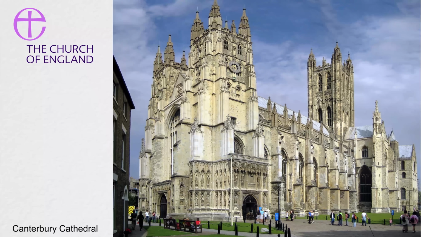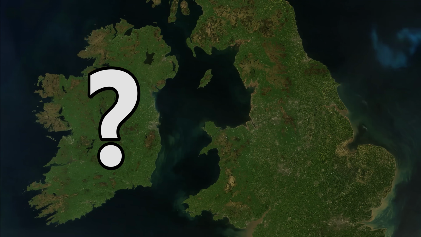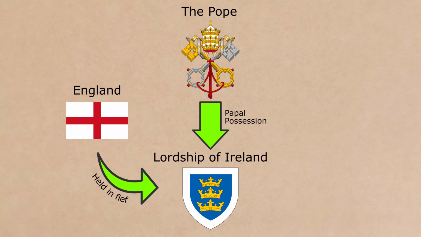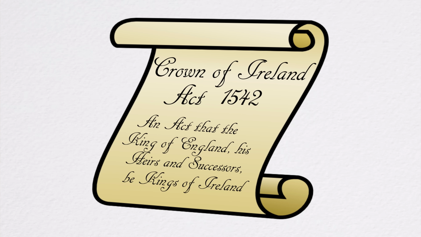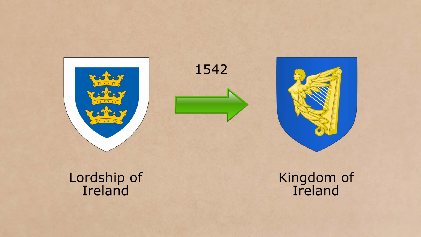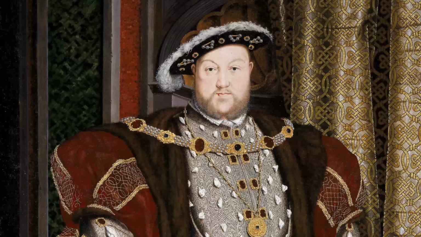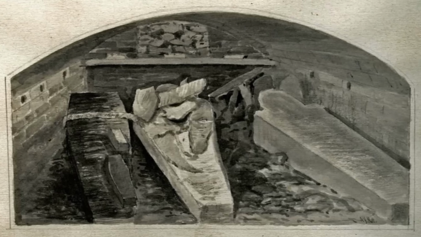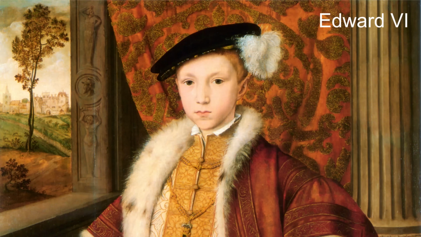With this, the political situation in Ireland became uncertain, as Ireland was a papal possession with the King of England as Lord of Ireland. In 1542, after an Act of Irish Parliament, Henry VIII was proclaimed King of Ireland, as the Lordship of Ireland became the Kingdom of Ireland. However, Henry VIII was not recognised by the Catholic powers throughout Europe. After Henry VIII's death in 1547, his Protestant-raised 9-year-old son Edward VI ascended to the throne, but he died of illness just a few years later at the age of 15.